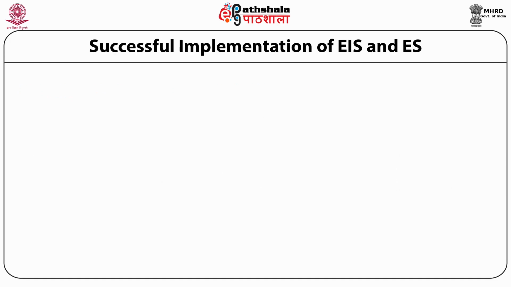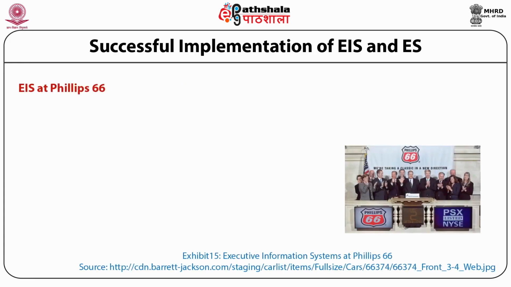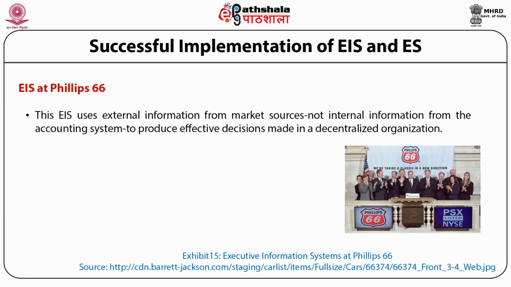Students, let's take up successful examples where the expert systems and the executive information systems have been implemented. We will look at a scenario of Philips. The executive information system uses external information from market sources, not only internal information from the accounting system, to produce effective decisions made in a decentralized organization.